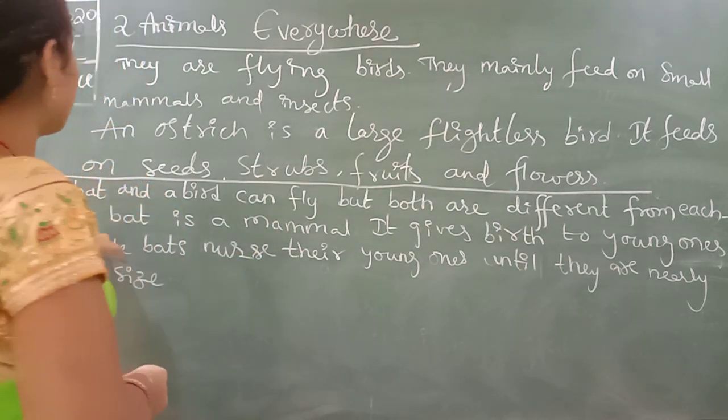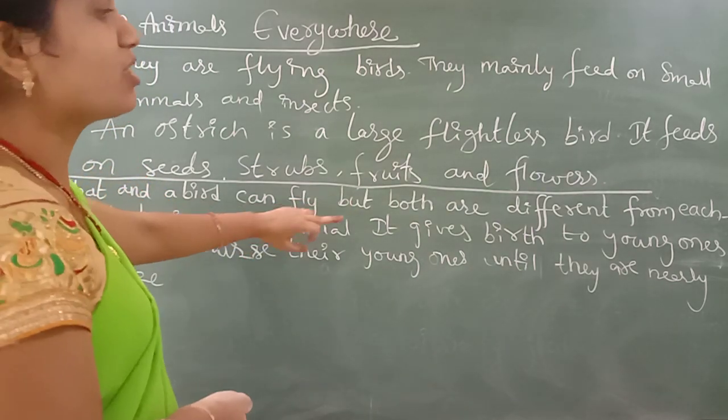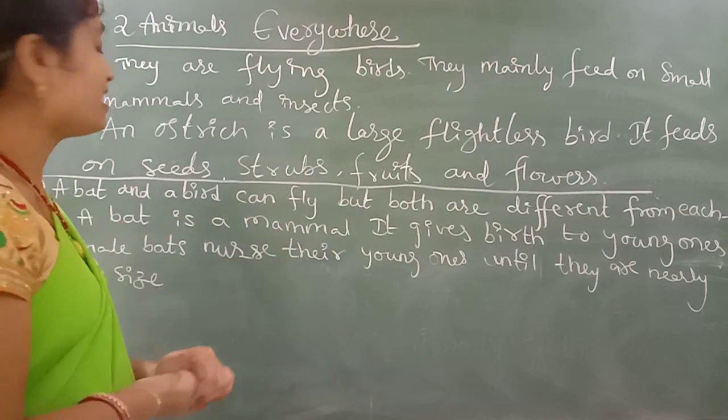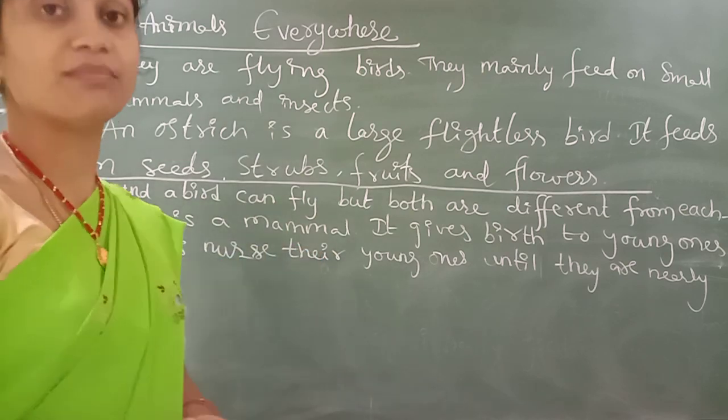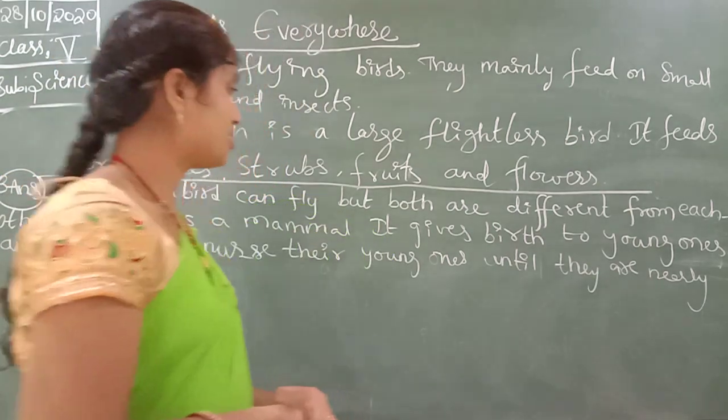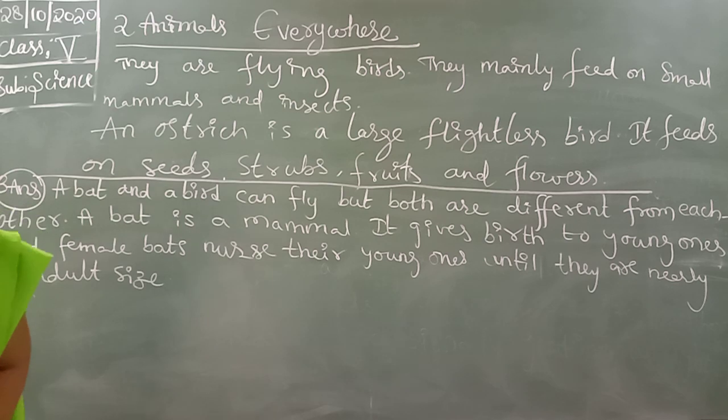Both are different from each other. A bat is a mammal, it gives birth to young ones, and female bats nurse their young ones until they are nearly adult size, like human beings. We also take care of our children, no? Okay, next, fourth question.